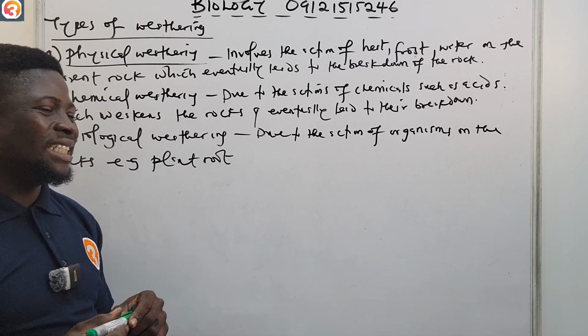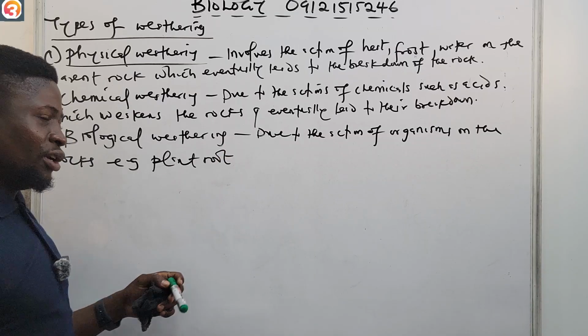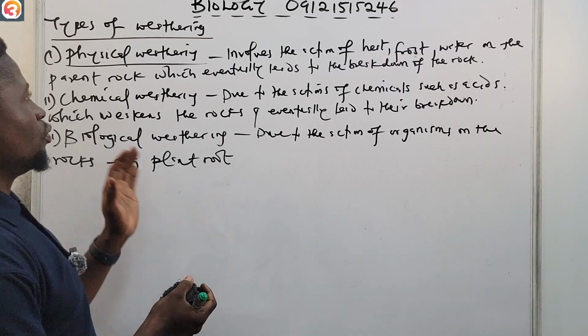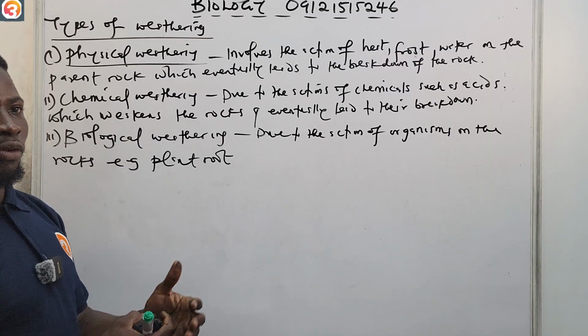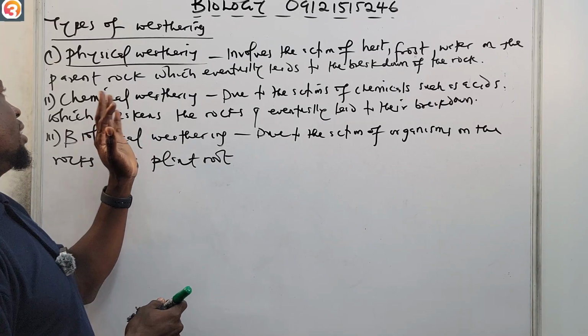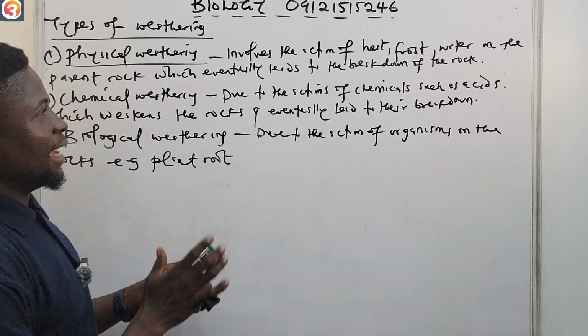Also, animals will dig and burrow into the ground, and this can also lead to the breakdown of rocks. So this is weathering, the gradual breakdown of rocks to form soil. These are the three types of weathering: the physical weathering, the chemical weathering, and the biological weathering.